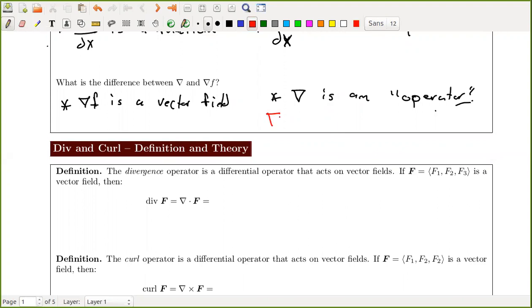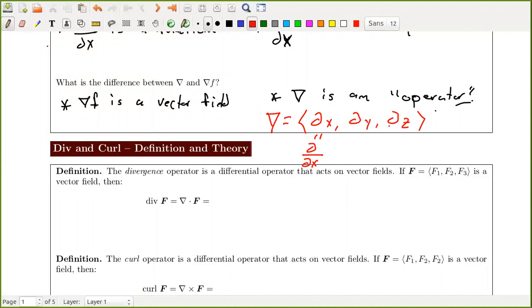One way we can write the gradient operator is this way: partial x, partial y, partial z. These are new symbols. This just means the partial derivative with respect to x. So this partial sub x is the derivative with respect to x operator. The partial sub y is the derivative with respect to y operator, and the partial sub z is the derivative with respect to z operator.